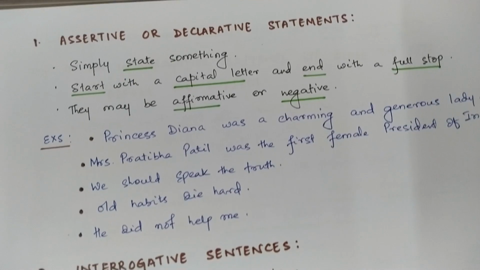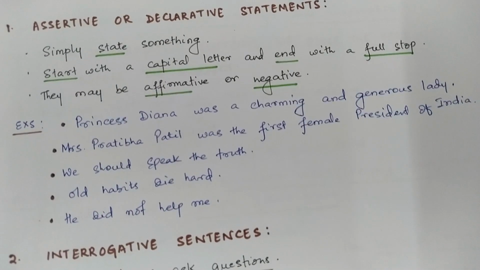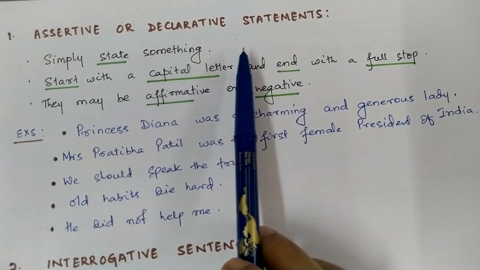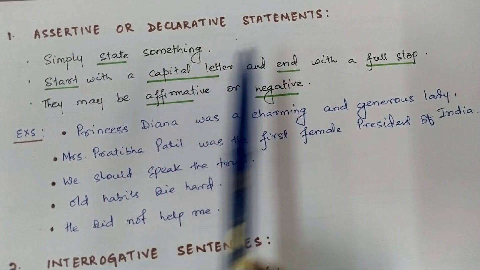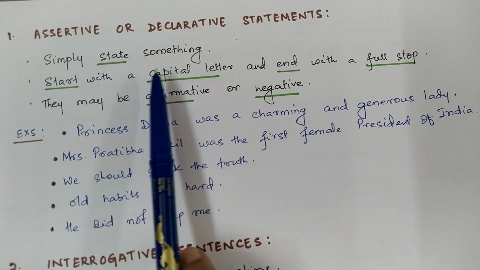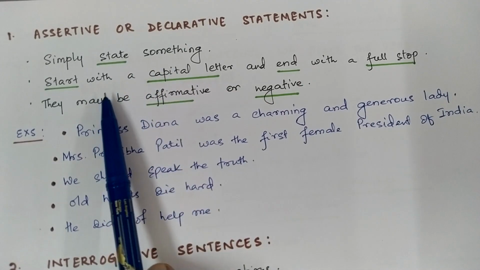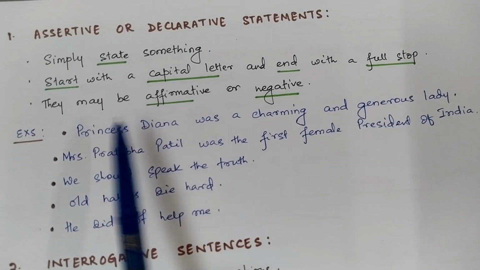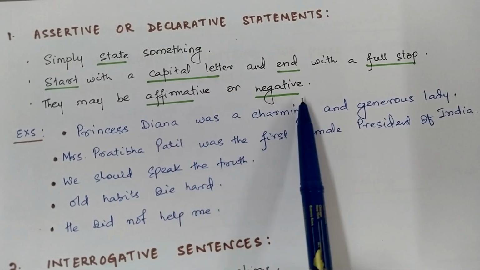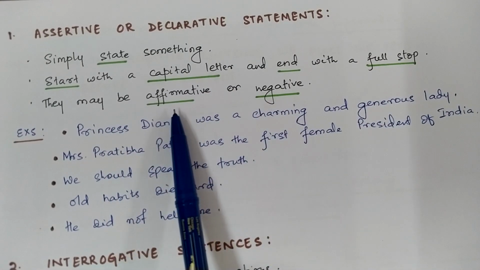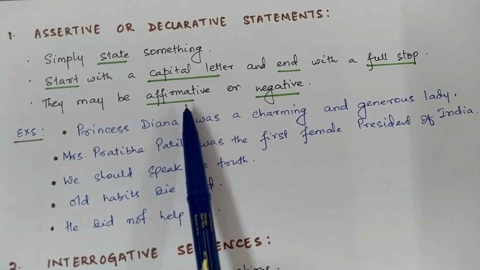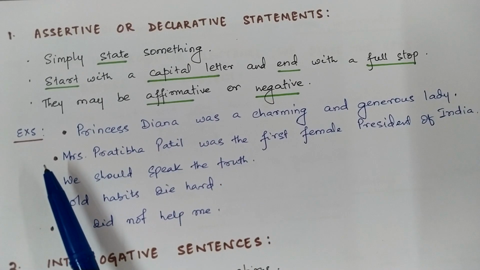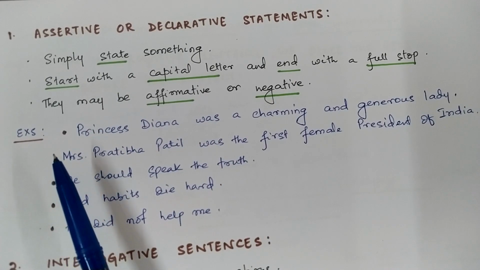Next, children, we will study in detail about each of the sentences. The first one is assertive or declarative statement. Now, these simply state something. They start with a capital letter and end with a full stop. They may be affirmative or negative. Now, children, what is the meaning of affirmative? Affirmative means something in the positive sense. Now, let's see a few examples to make your concepts clear.